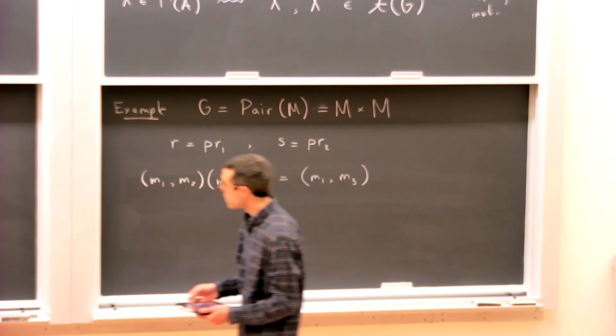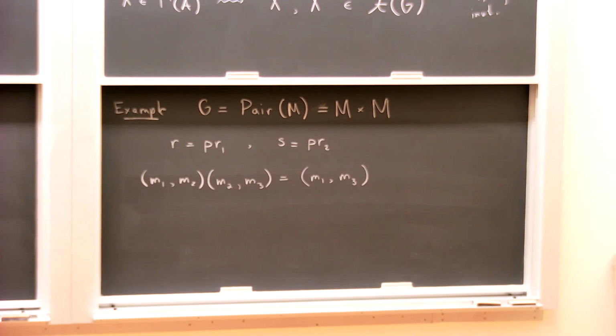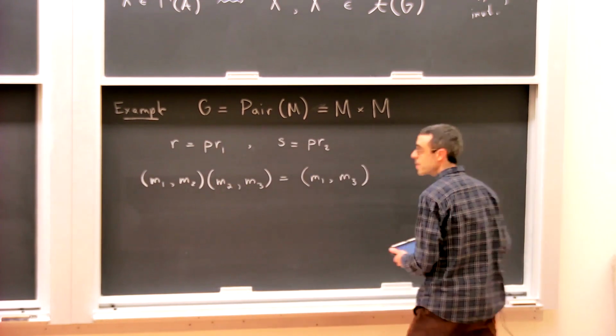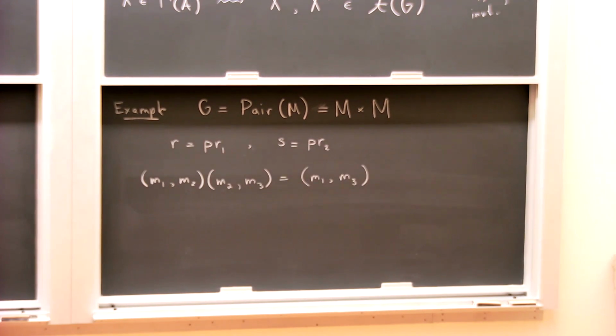They don't have to be proper, no, but they are smooth submersions. So G is allowed to be non-compact. The maps don't have to be proper. But I will be assuming that M is compact.